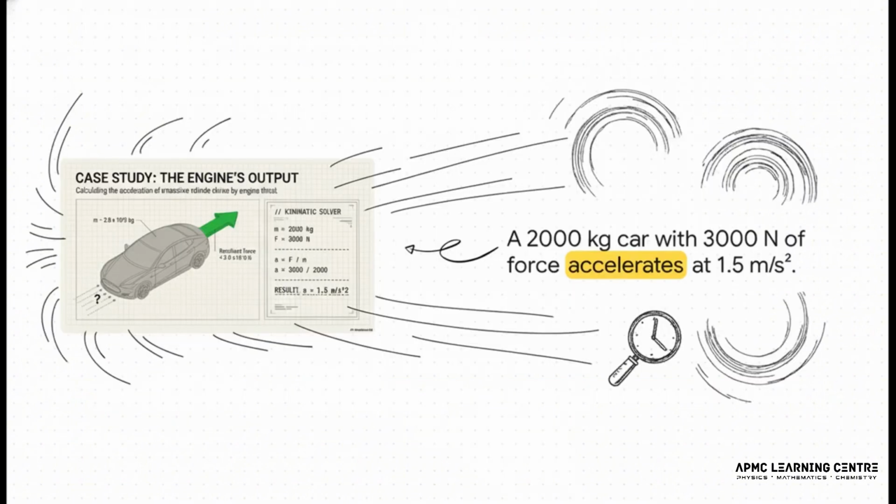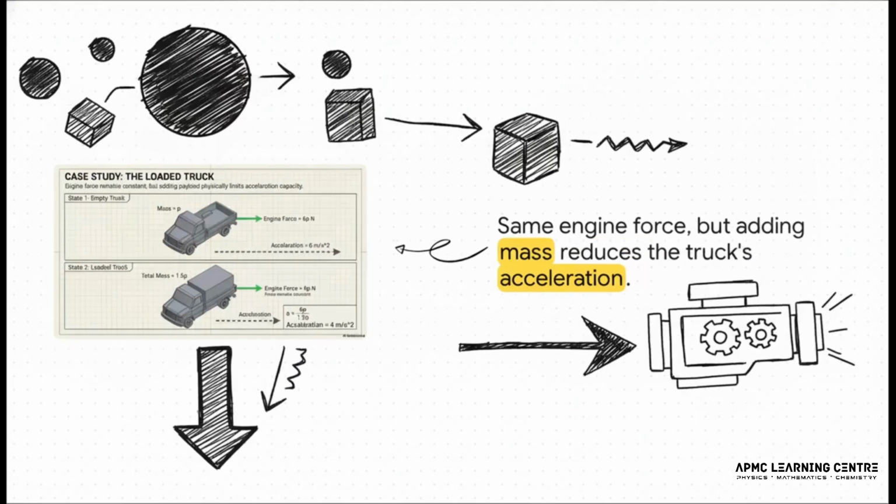Simple as that. Okay, next up, let's take this to the track. We've got a car that weighs 2,000 kilograms, and its engine is providing a resultant force of 3,000 newtons. Pop those numbers into F equals ma, and boom, we can figure out that the car will accelerate at 1.5 meters per second squared. Now, this last one is a fantastic way to really see that relationship between mass and acceleration. See, the truck's engine is putting out the same force in both cases. But when you load it up with cargo, you increase its mass. And what happens? The acceleration drops. It's that inverse relationship in action. More stuff means it's harder to get moving.